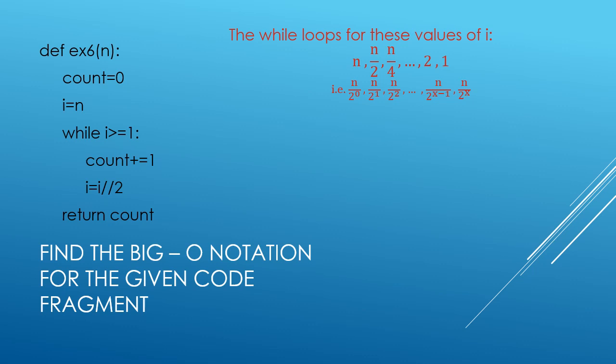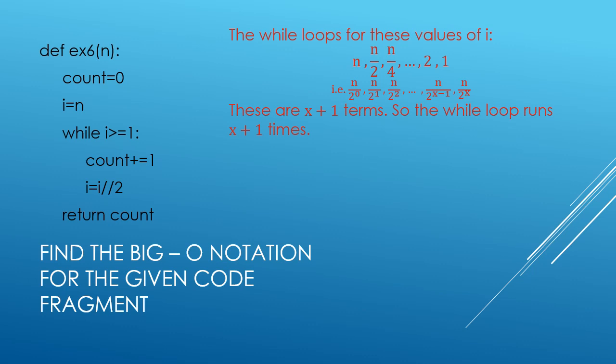How many values are there in this sequence? You start with n/2^0 and you end at n/2^x. There are x plus 1 terms. So the while loop runs x plus 1 times. Now I know the number of iterations of the while, but this is a new variable x, and I have been used to writing big O notations in terms of n. So I need some way to change the x into n, or to represent x as n.